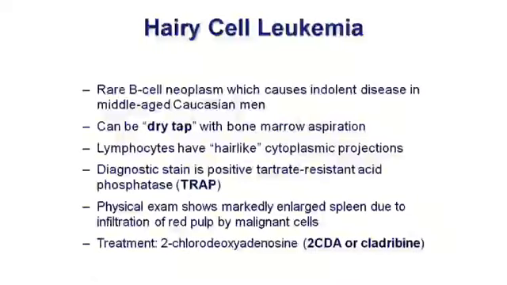Why is it called hairy cell leukemia? Because you have these hair-like cytoplasmic projections coming off it, giving little hairs. May look like Don King or something like that. The diagnostic stain is going to be our positive TRAP, or tartrate-resistant acid phosphatase. So it's tartrate, not tartar like tartar sauce, but tartrate-resistant acid phosphatase. The patient will have an enlarged spleen, secondary to the infiltration of the malignant cells.